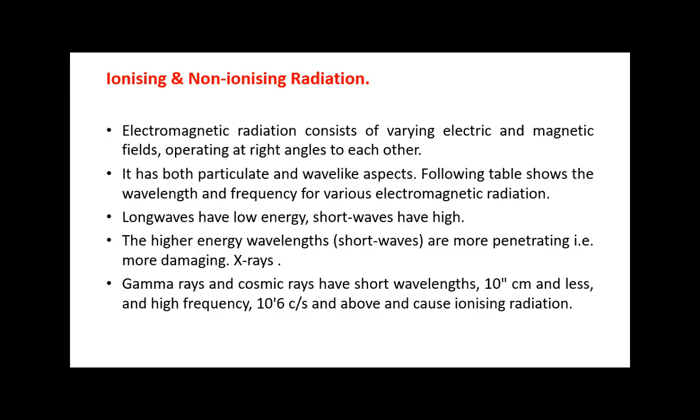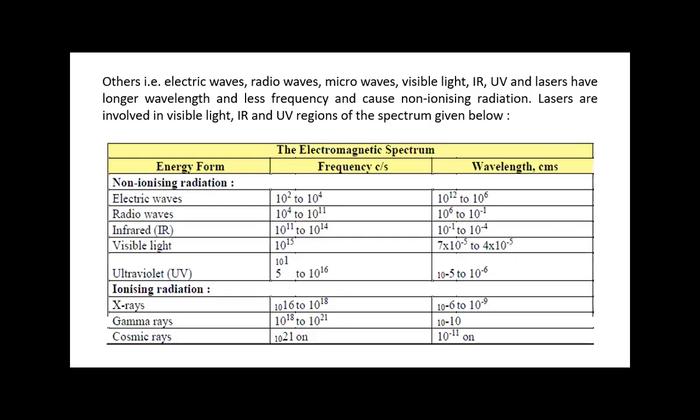Gamma rays and cosmic rays have short wavelengths and high frequency, and cause ionizing radiation. We have to take care about these gamma rays and cosmic rays, which are in the category of ionizing radiations and can cause radiation health effects. Other examples are electric waves, radio waves, microwaves, visible light, infrared, UV, and lasers, which have longer wavelength and lower frequency.